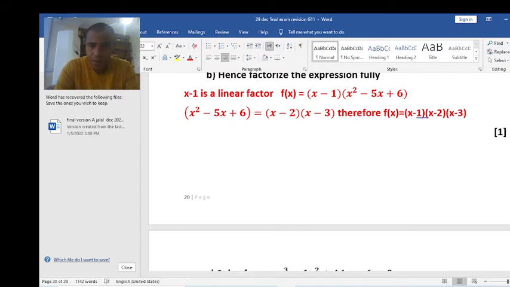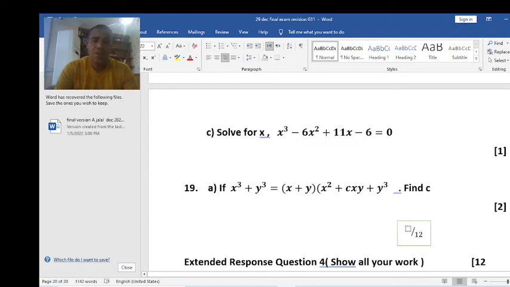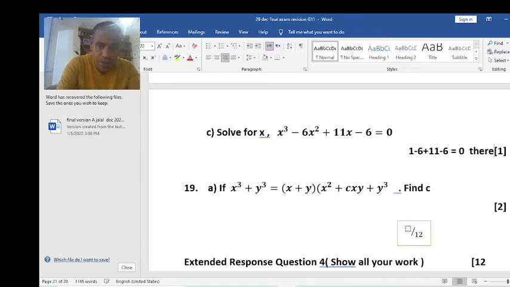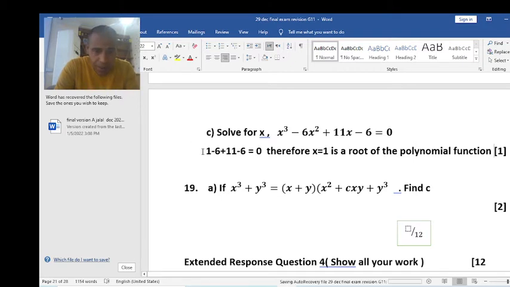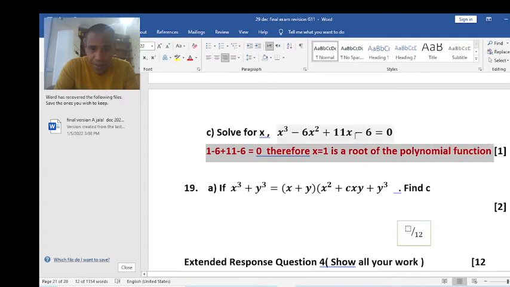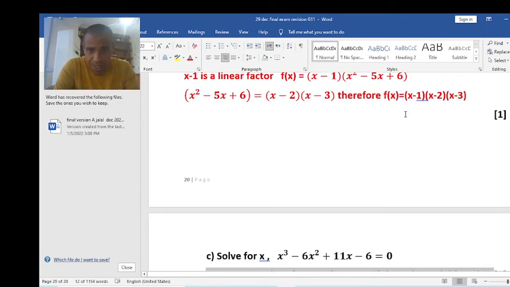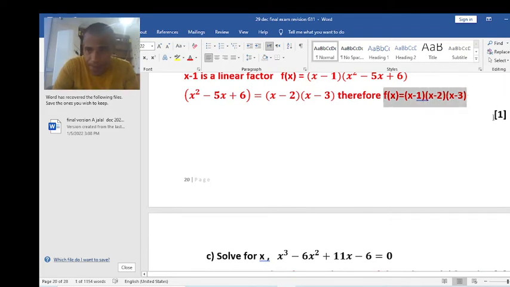Okay, then for the second one, sub question C, you are going to solve x cubed minus 6x squared plus 11x minus 6 equals 0. You can substitute here 1 cubed minus 6 plus 11 minus 6, which is equal to 0. Therefore x equals 1 is the first root of the polynomial function. Then you are going to divide this by that, as we did before, and I write it as the last answer.